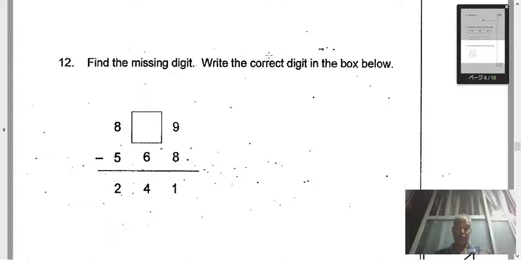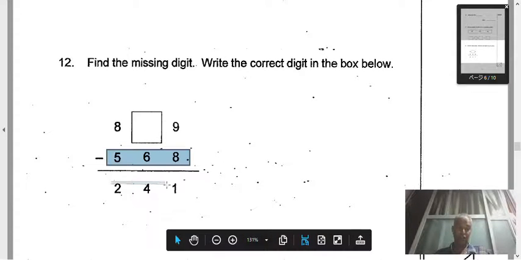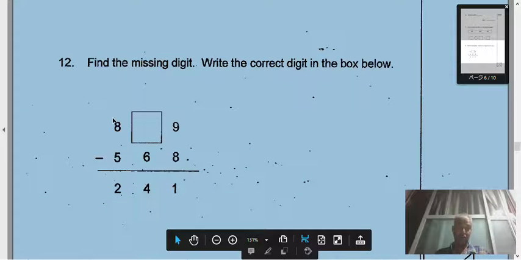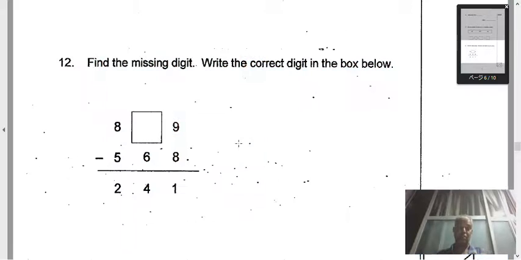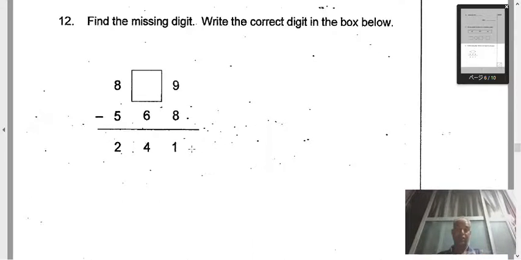So again, same as the last time's question. Find the missing digit. So you have one blank here. I told you that if you add this number with this number, you will get this number. All right, so this is how you can do it, and that will give you the final answer.